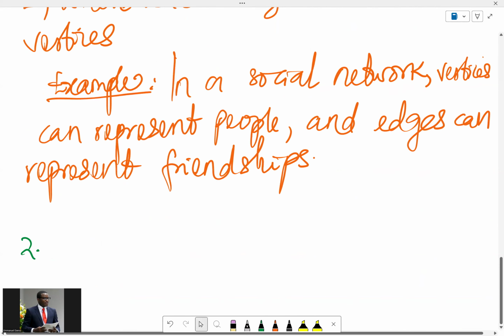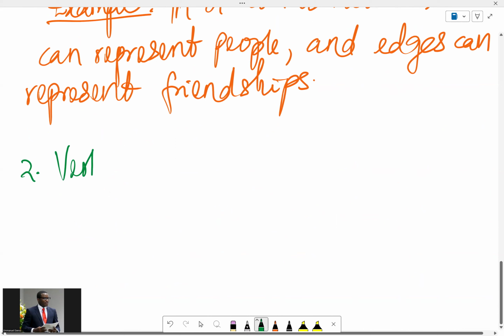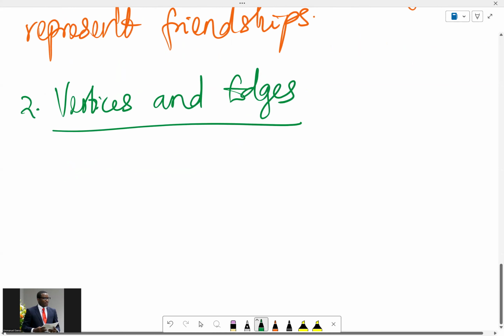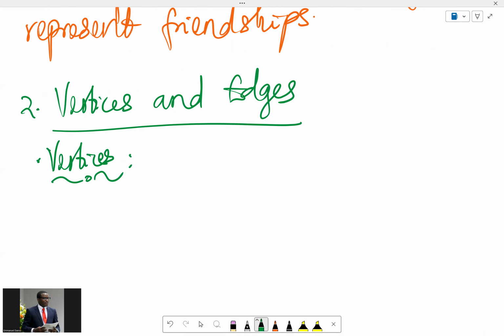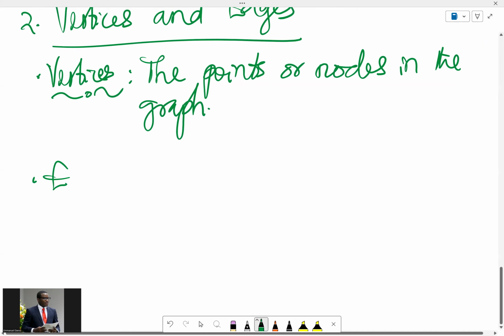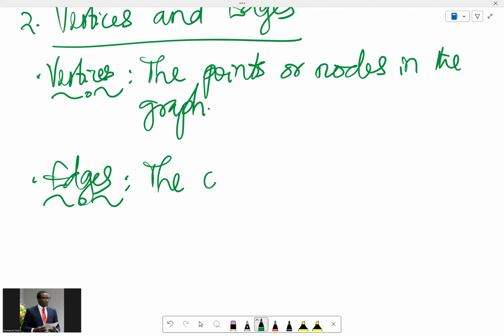Talking about vertices and edges now. Of course, vertices is the plural of vertex. So when we talk about vertices, these are basically the points or nodes in the graph. Those are vertices. Then we have edges. Just like we already know, they are the connections.